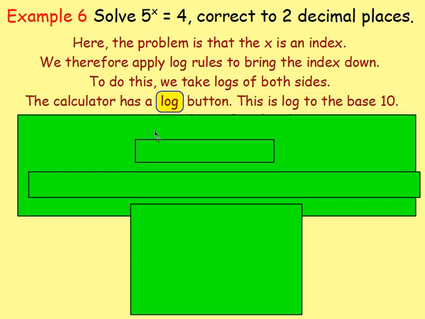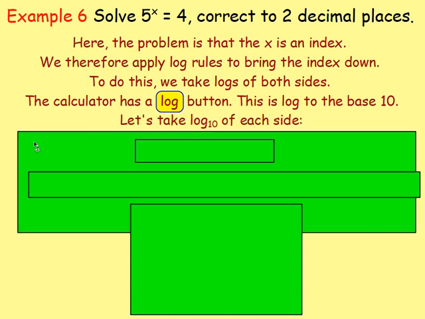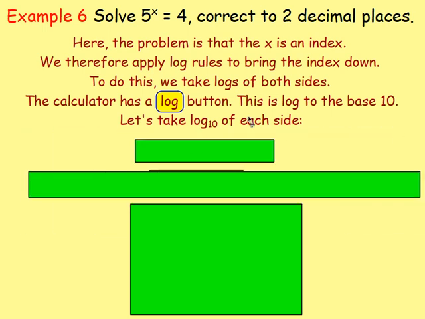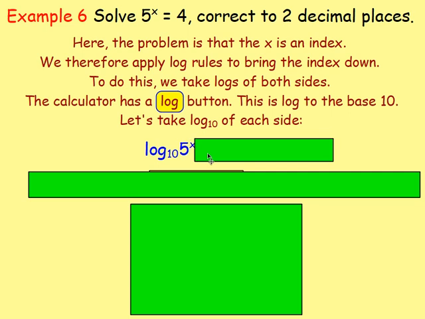What you'll notice on your calculator is that it has a log button. It should look just like this, and that is log base 10. So you take log base 10 of each side. So we've got 5 to the power of x equals 4. Do the same thing to both sides so it remains equal. So we'd have log base 10 of 5 to the power of x equals log base 10 of 4. We're just applying logs to both sides.